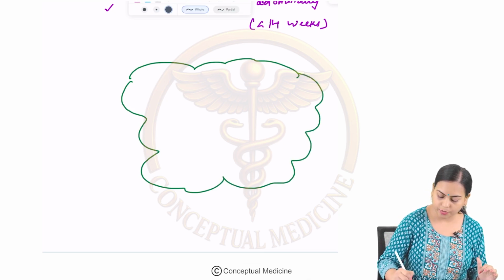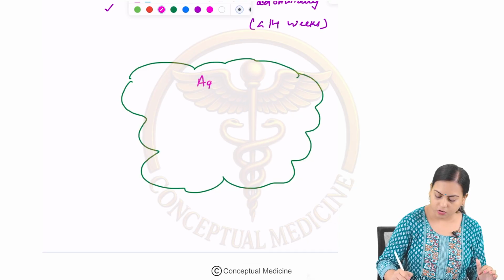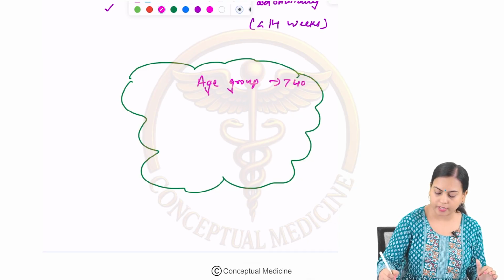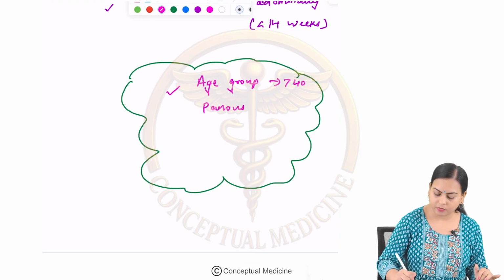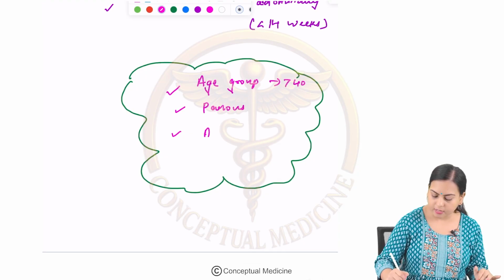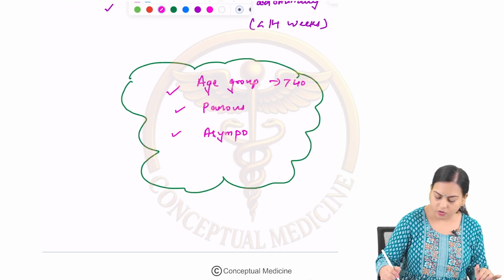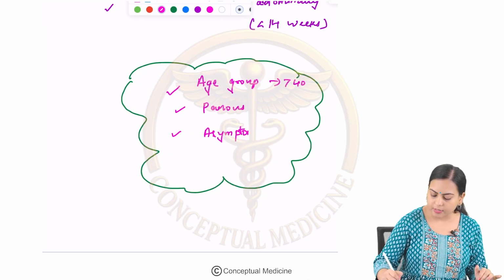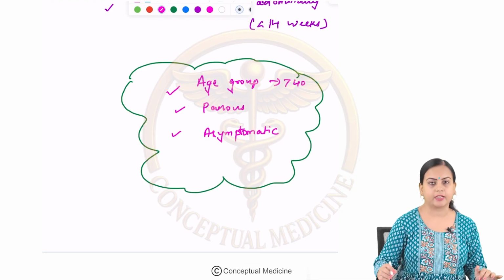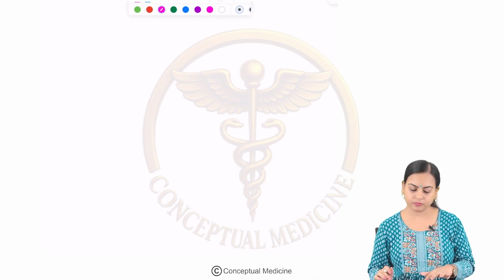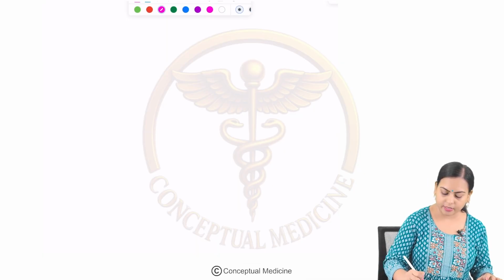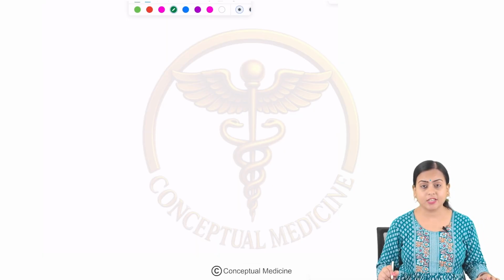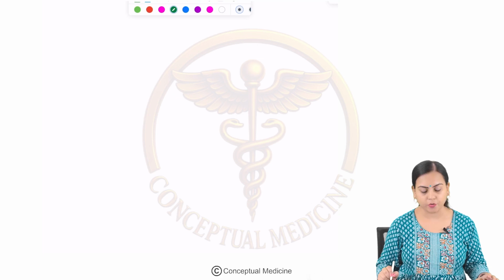And I'll tell you one more thing importantly. The age group of these women will be mostly above 40 years. Okay, and they will be parous women only, and as I told you, most of them are asymptomatic. Clear? Right.